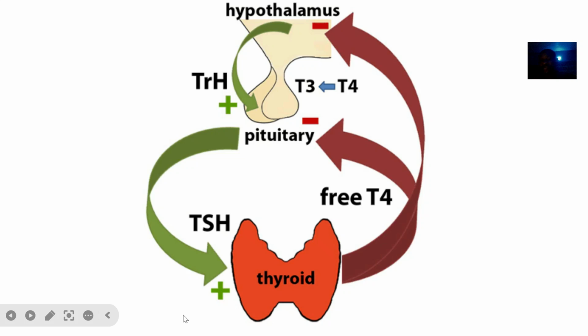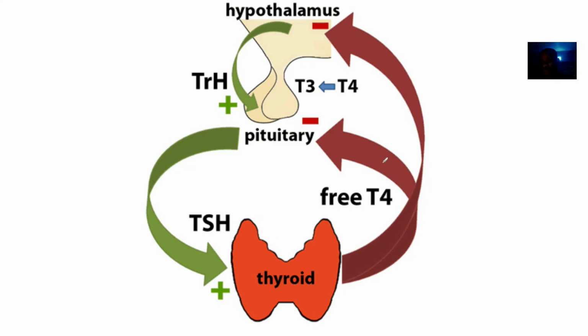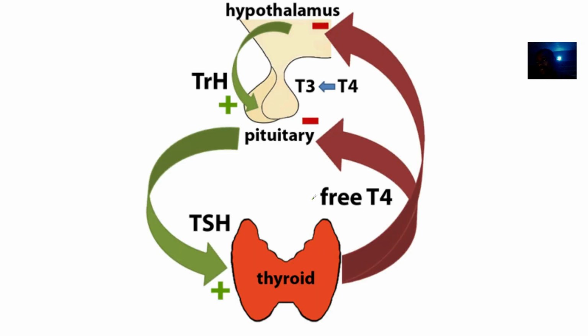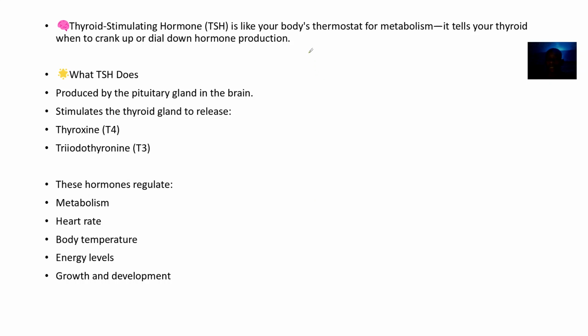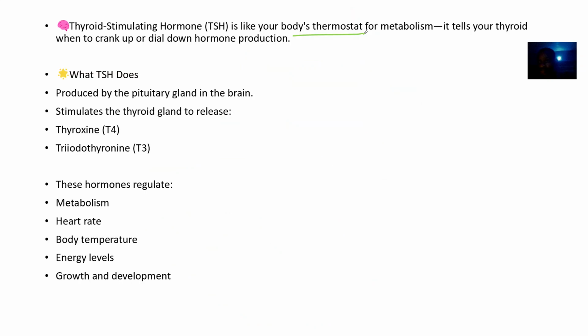Just to begin, know that the thyroid gland secretes two hormones, T3 and T4. You understand? So it needs something to stimulate it to be able to secrete those hormones. This is what is known as the thyroid stimulating hormone. It's like your body's thermostat for metabolism, right? If metabolism is low, it will stimulate the thyroid gland to secrete more T3 and T4. If metabolism is high, it will stimulate the thyroid gland to stop the production.